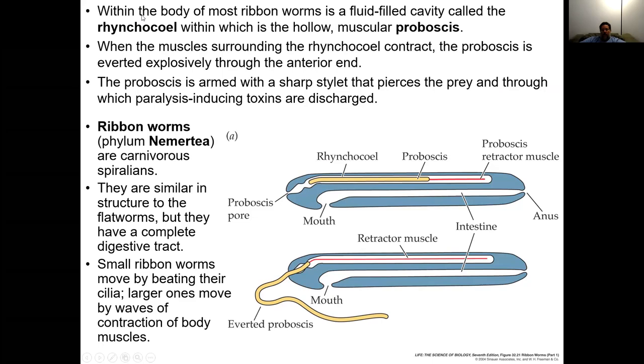Within the body of ribbon worms is a fluid-filled cavity called the rhynchocoel, which is hollow, and then there's a muscular proboscis. That's what this is right here. When the muscles surrounding the rhynchocoel contract, the proboscis is everted explosively through the anterior end. The proboscis is armed with sharp stylets that pierce the prey and through which paralysis-inducing toxins are discharged. So it's basically a carnivore. I kind of said something about filter feeding, but apparently it's more of a carnivorous worm.